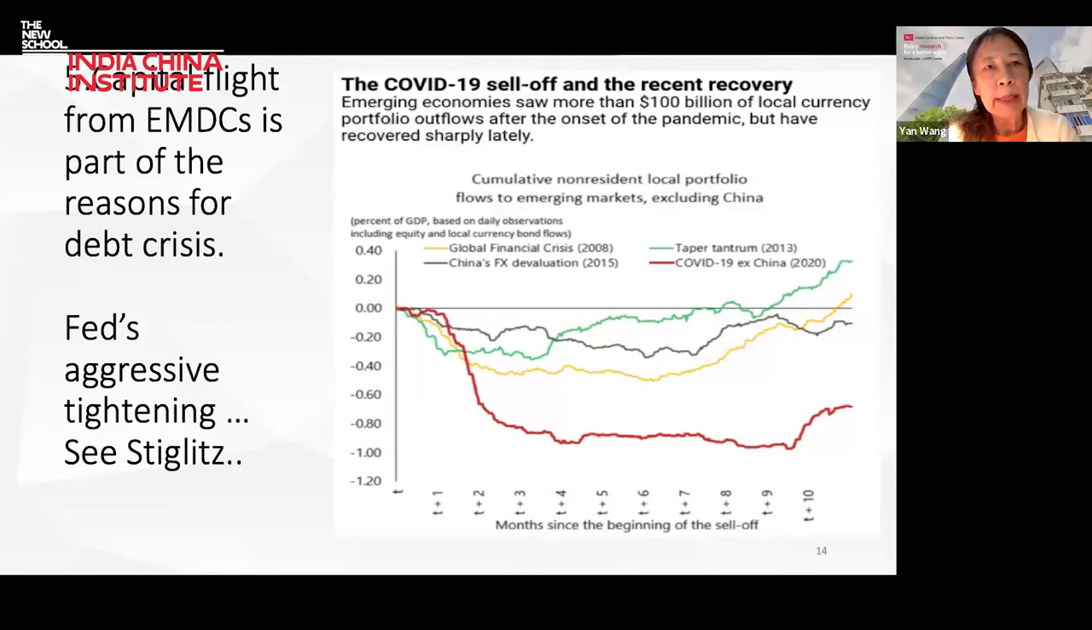The fifth point is that capital flight from EMDCs is part of the reason for the debt crisis. So after COVID-19, there was a big wave of capital flight from low and middle income countries. Then in recent years, the Federal Reserve's aggressive tightening also attracted a lot of capital flight from low income countries to the US economy.